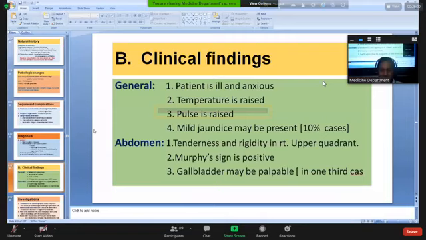So in acute cholecystitis, on general examination, the patient will be ill and anxious, temperature is raised because of inflammation, and pulse rate is raised because of increased temperature and associated cholangitis. You can get tenderness and rigidity in the right hypochondrium.